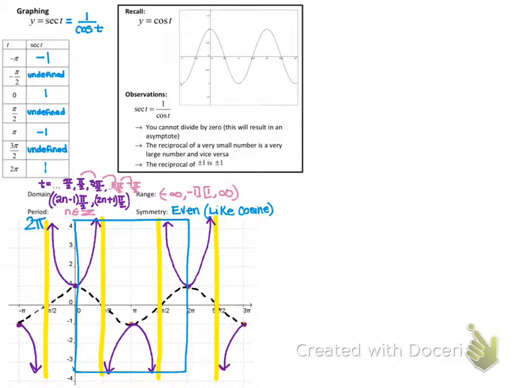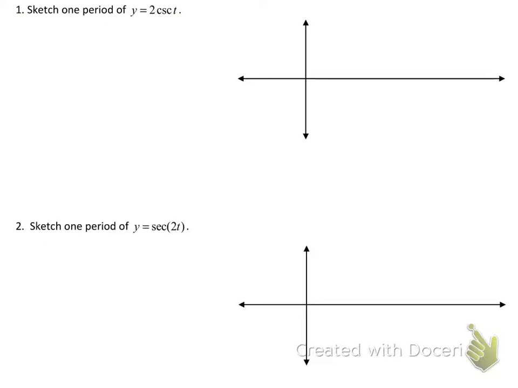So pretty much the bottom line is that the dashed black lines for both the cosecant and secant graphs, of sine and cosine, really help you form the inverse, the cosecant and secant functions. Okay, so let's look at some practice.